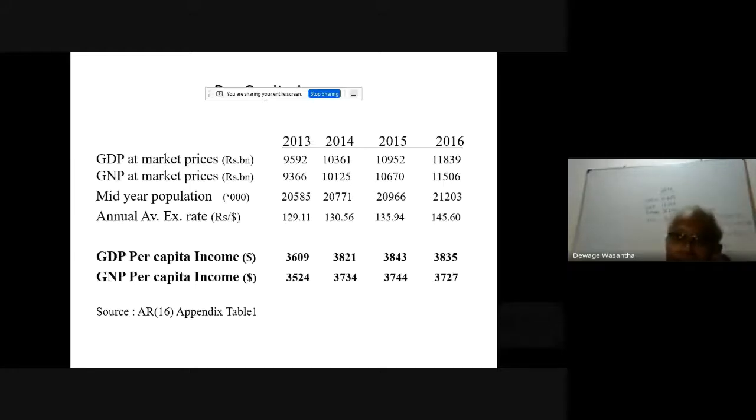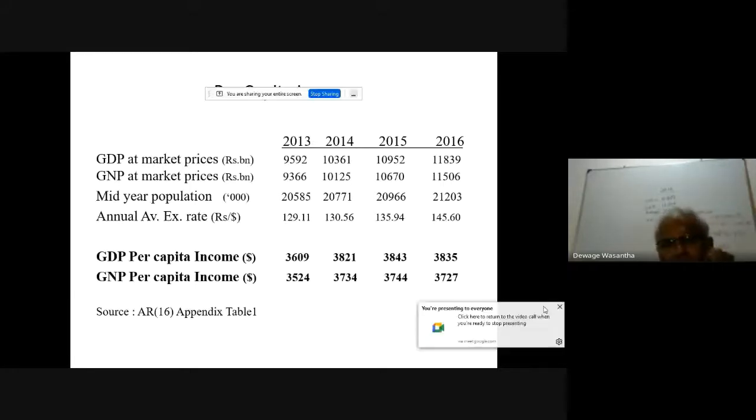Then that is the per capita income. You can calculate GDP per capita income or GNP per capita income in other years also. If you can't see me or if you can't see the presentation, please tell me.